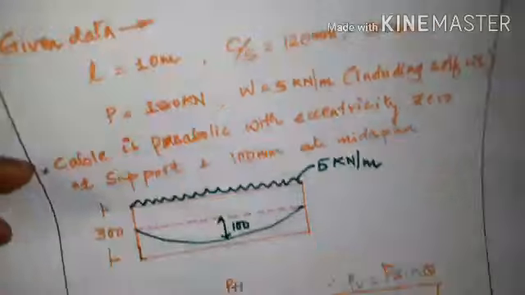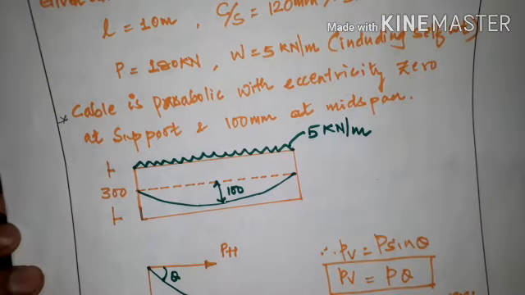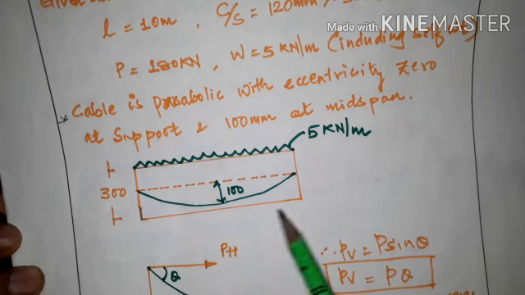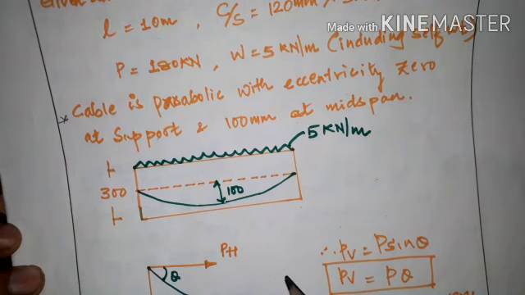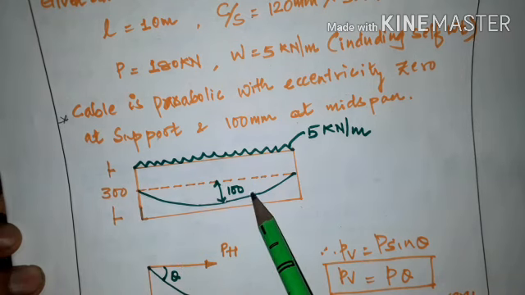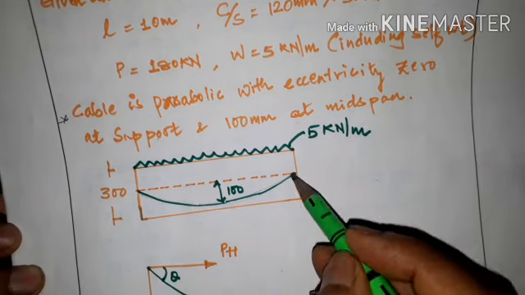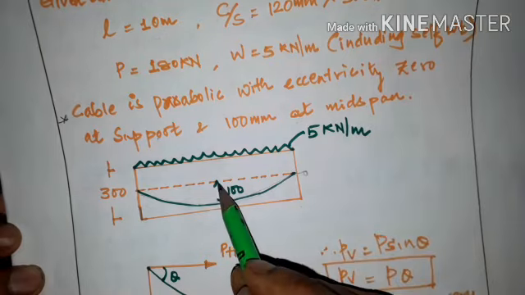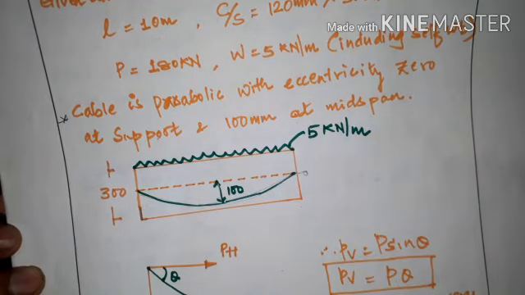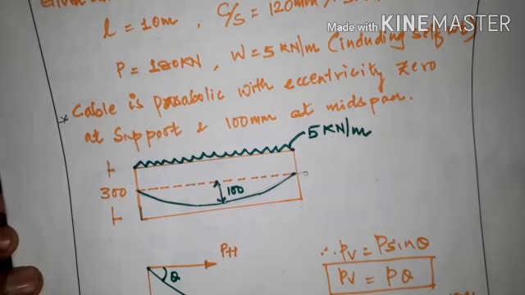We can see the details in this sketch. We have the beam of span 10 meter which carries a load of 5 kN per meter, and the size of the beam is 120 mm wide and 300 mm deep. And the cable profile is parabolic, with the eccentricity at support 0 and at midspan 100 mm. So this is as per the given details.